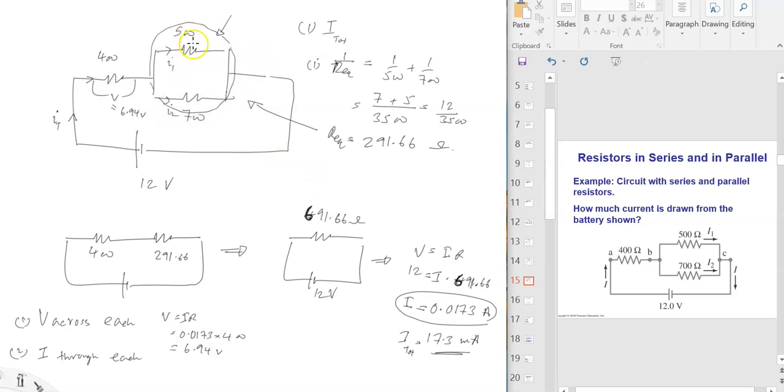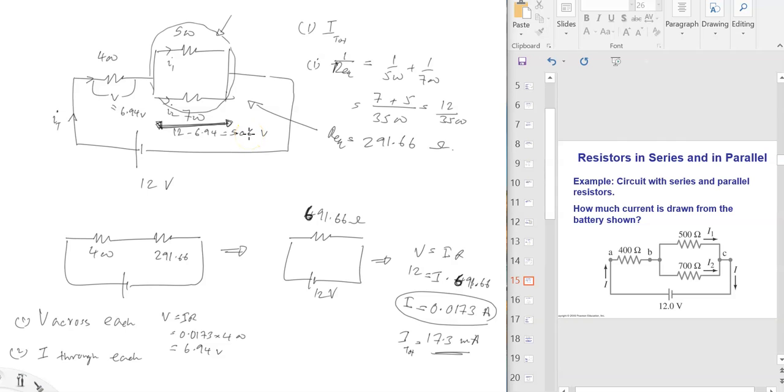Now these two are parallel, so the rest of the voltage, 12 minus 6.94, 5.06, is going to be across both these resistors, right? The total voltage is 12. The sum of the voltages should add up to the total. The first one says 6.94, so the rest should appear over here, and the two resistors are parallel, so they both should have the same amount.